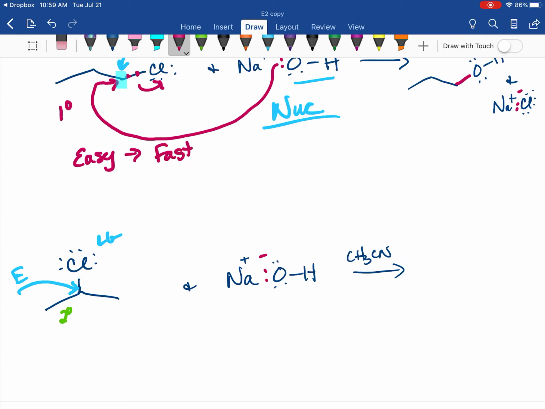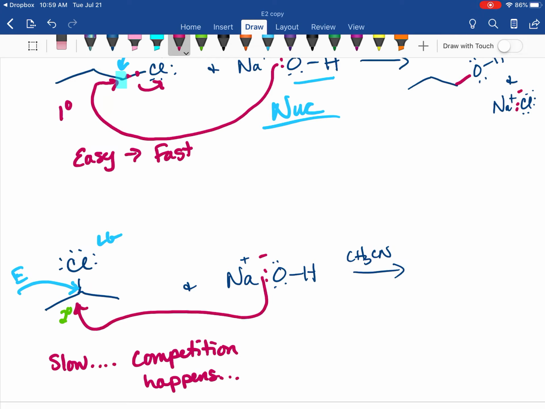Here is where it's different. This reaction up here is easy for that collision. This is a fast reaction. Okay, now it's a little bit slow. Slow is when competition happens. Oh, the plot thickens. All right, so now we're going to start to have a competition.